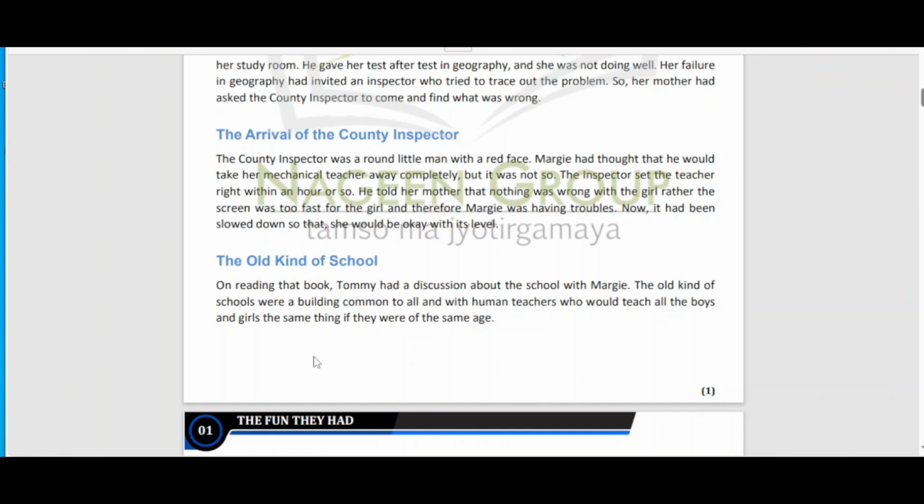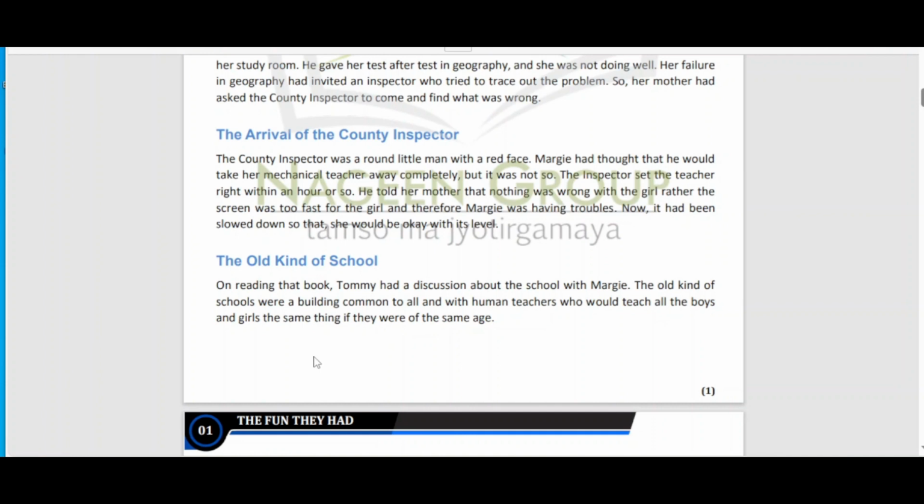According to Margie, she thought the county inspector had taken the mechanical teacher with him, but it was not so. The county inspector set the teacher right within an hour or so. He repaired that mechanical teacher, and it was set up and ready within one hour. He told Margie's mother that nothing was wrong with the girl. No problem was with Margie. Rather, the screen was so fast for the girl. Actually, the level of the geography sector was geared a little too quick. It was too fast, and Margie was having troubles.